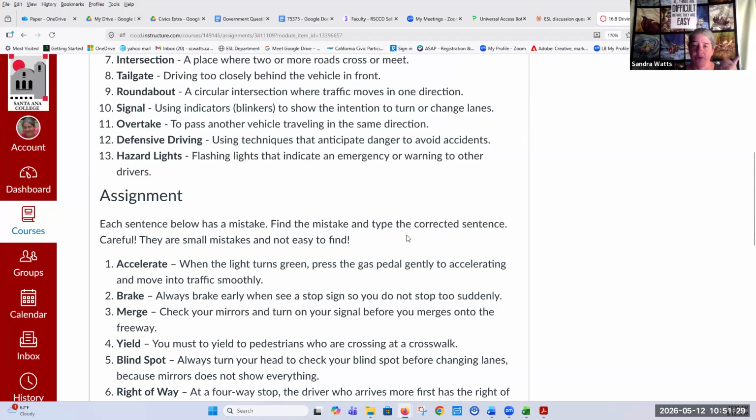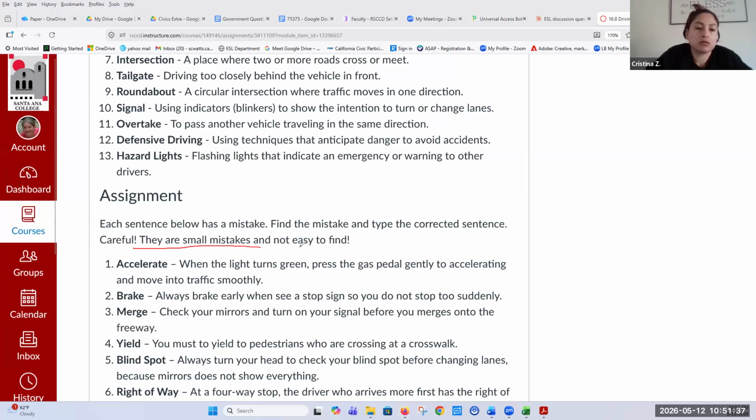It could be the verb form, it could be a to, it could be, okay. And I put a little note here. They are small mistakes and not easy to find. Read them several times. Read them out loud so you can hear. Because sometimes when you hear something, you can hear the mistake.